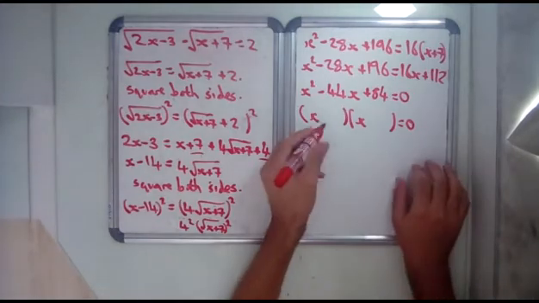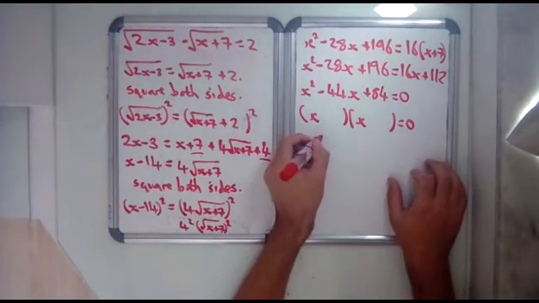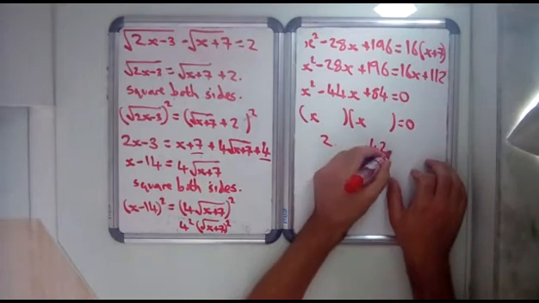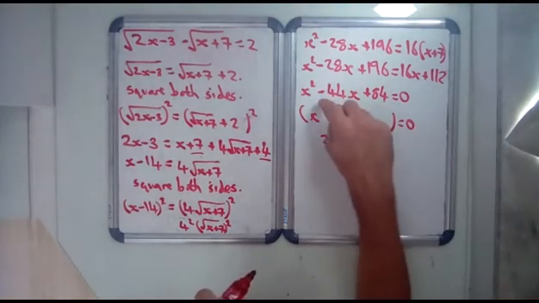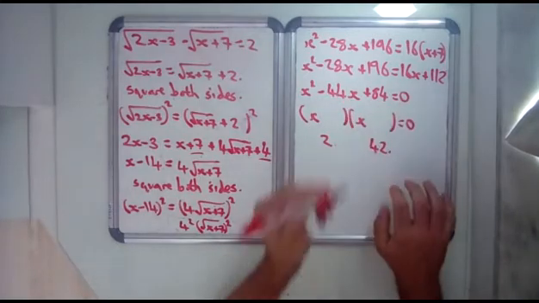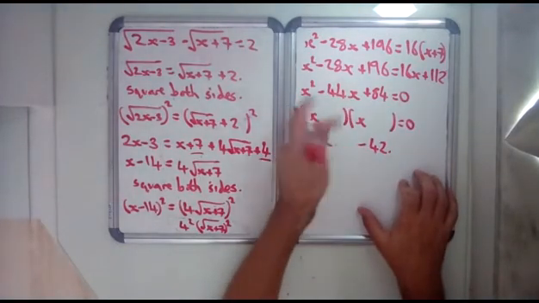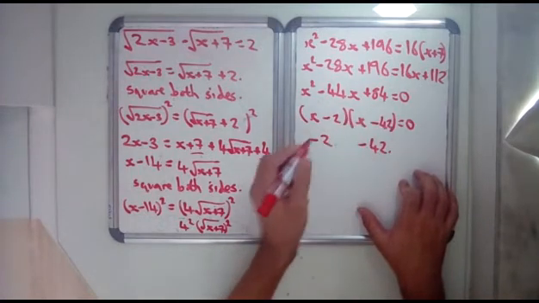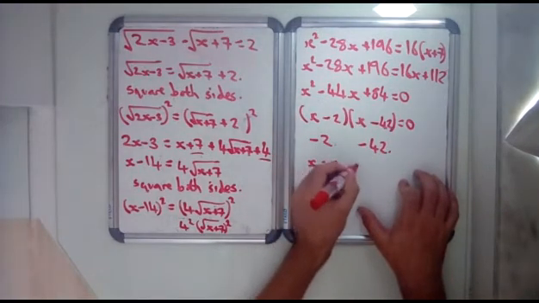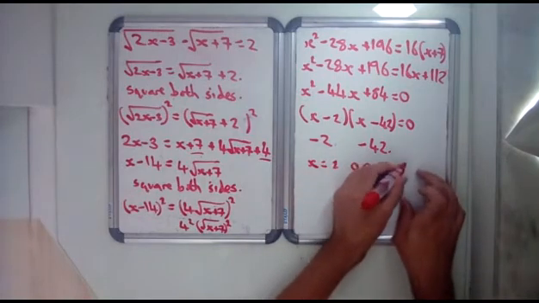So if I double those, I could have 2 and 42. If I times them together, they make 84. If they're both negative, they will multiply to make that, and they will add to make the positive. So that is what I've got. So then x equals 2 or x equals 42.